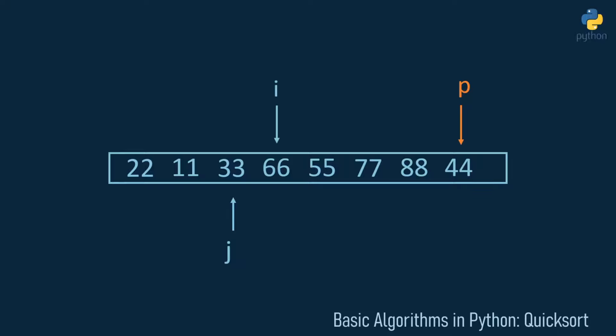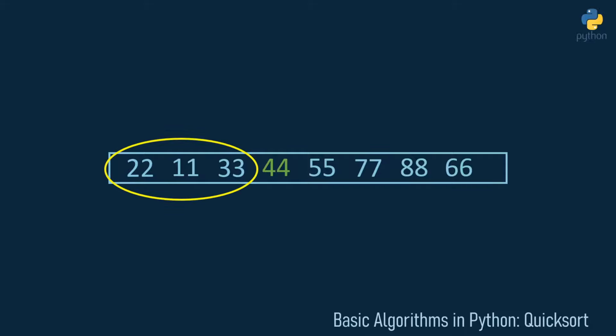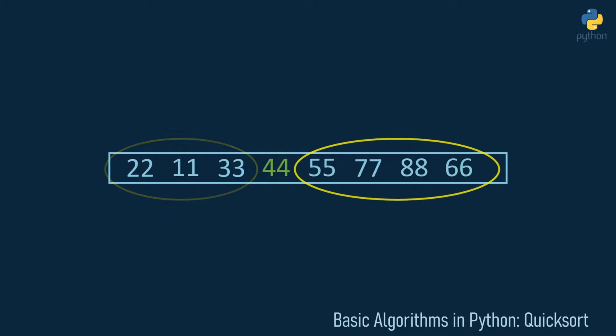Now we have the case that j is left of i. And when j is left of i, we're basically done with the first step of Quicksort. And now we just have to swap the element at index i with the element at index p. So we swap those two numbers, and what you can see is the 44 is in the right place, and every element left of 44 is less than 44, and every element right of 44 is greater than 44. And now we can just recursively call Quicksort on both of these subarrays.